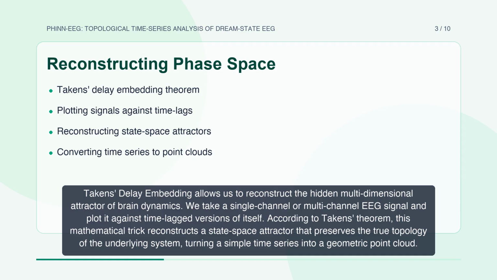Takens delay embedding allows us to reconstruct the hidden multidimensional attractor of brain dynamics. We take a single-channel or multi-channel EEG signal and plot it against time-lagged versions of itself. According to Takens' theorem, this mathematical trick reconstructs a state-space attractor that preserves the true topology of the underlying system, turning a simple time series into a geometric point cloud.